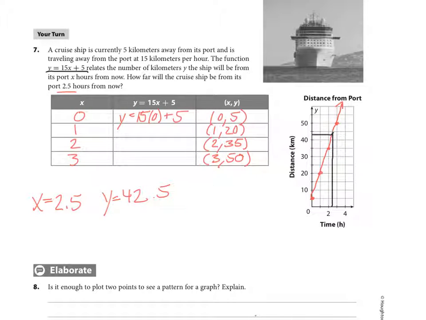Now, again, what are we talking about? We're talking about 2.5 hours. Go back over here and look at our x-axis. Also look in the problem, x is in hours. And also 42.5 kilometers. Again, we can look over here at the y-axis and also look in the problem itself. So always make sure that you try to include your units as you're answering questions.